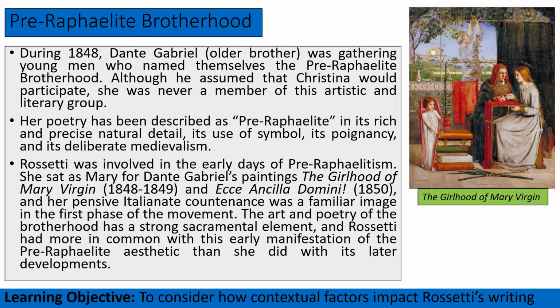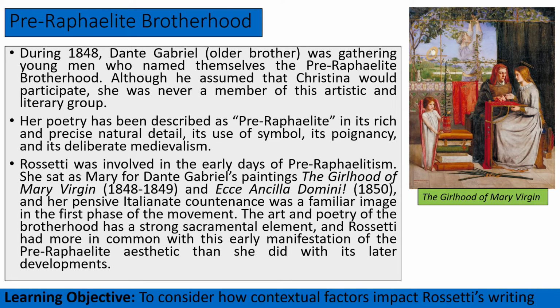Rossetti's poetry has been described as pre-Raphaelite because of its descriptions of natural detail, a beautiful natural detail, the use of symbols. She uses a lot of symbols. So, for example, Rossetti uses the symbol of doors opening and closing, or just being open or closed, to represent various things. They're often very poignant, and there's often a lot of medievalism in a lot of them, which is a pre-Raphaelite idea. But she was not part of the movement.